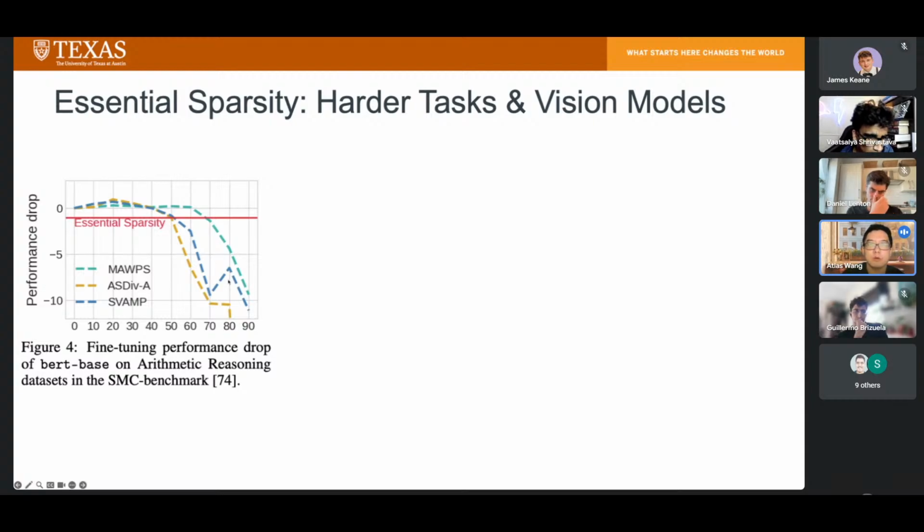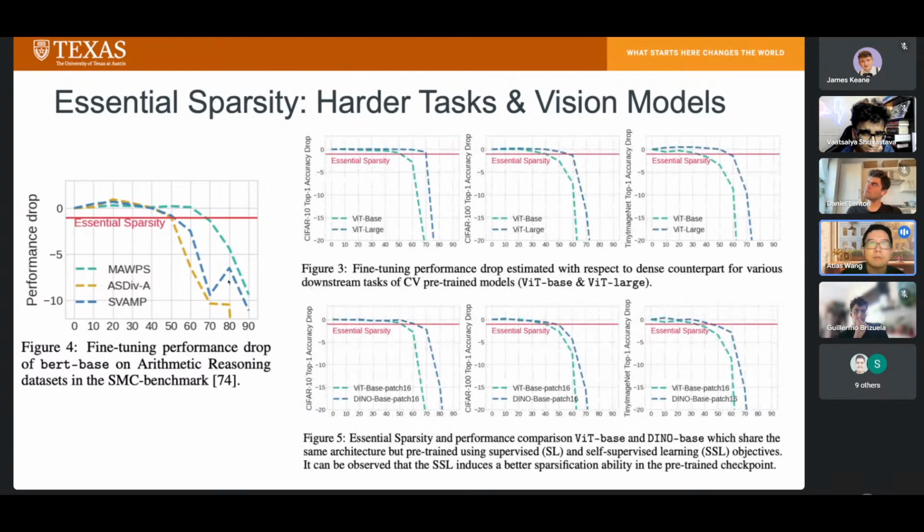And the second part of the talk will have a deeper dive into this phenomenon. Similar observations we have verified on vision tasks. We have tried ViT base and ViT large, and on the vision task we additionally conducted an experiment with the same model and same dataset, but trained using a supervised classification objective versus a self-supervised DINO objective.